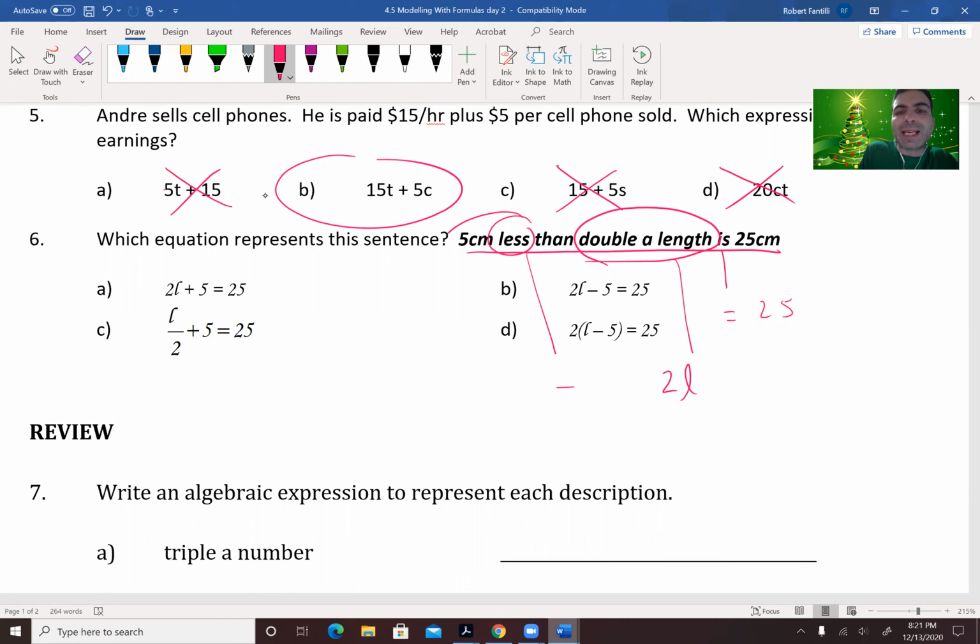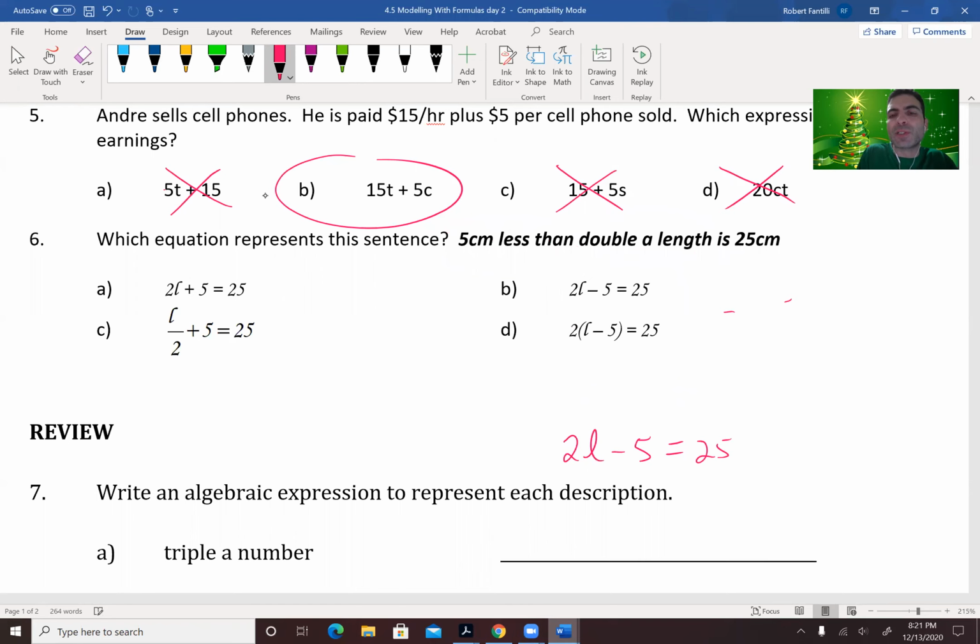5 centimeters less means you're going to subtract 5 from something. Well, it says 5 less than double a length. So we're actually going to reverse the order. It's going to be 5 centimeters less than that is 25. You see that? 5 centimeters less than that. But the way it's worded, it comes first. 5 centimeters less than double a length is 25 centimeters. But that's the proper way of writing it with English. And so you have to be able to put that into math or into algebra here.